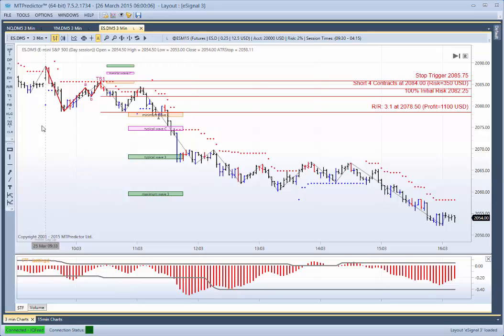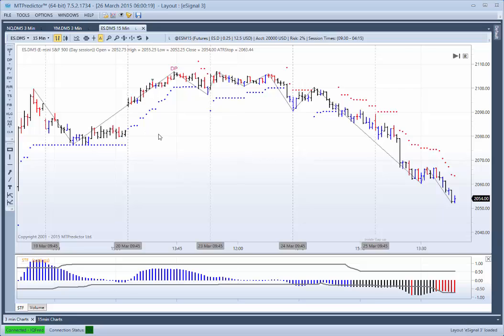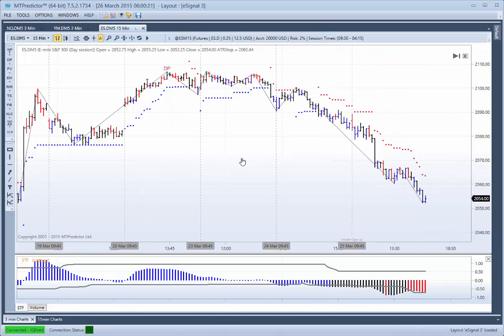Now, during the webinar, we were asked about how this fits in with our large degree trend using the higher time frame analysis. So let's have a look at this. So I'll just clear this off. I'll go to our 15-minute chart, which is a higher time frame chart, and place our DPs on.